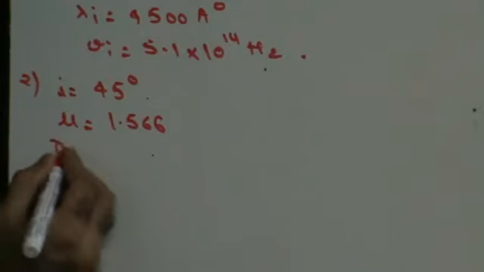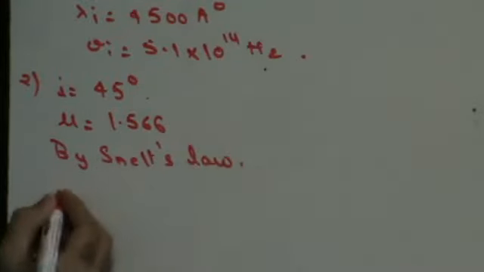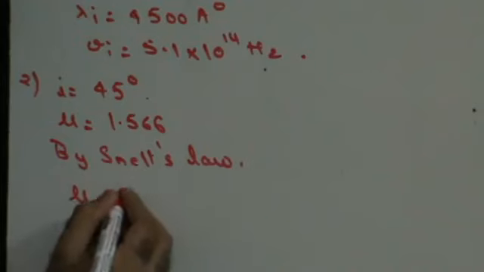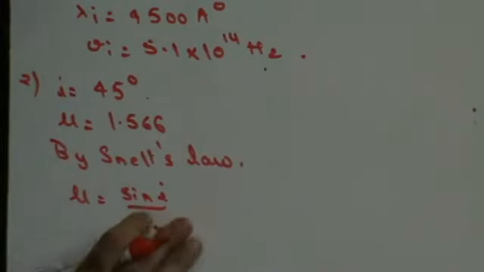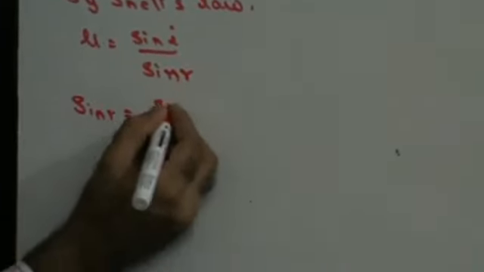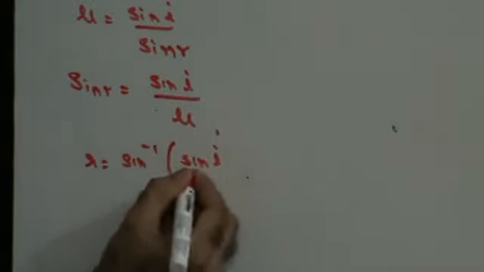Now guys, if I use Snell's law, I can say that refractive index is nothing but sin I upon sin R. I know the refractive index, so I should be able to get sin R. I can say that sin R is sin I upon refractive index. When you divide this, you will get a number. Therefore, R is sin inverse of sin I upon mu. Fine, do we get this thing here?